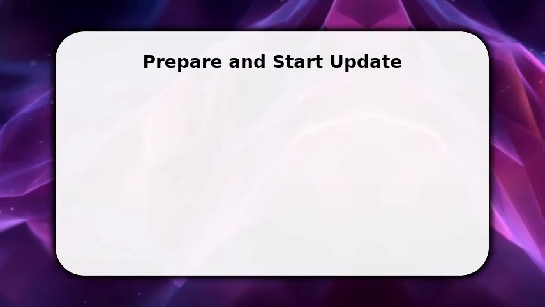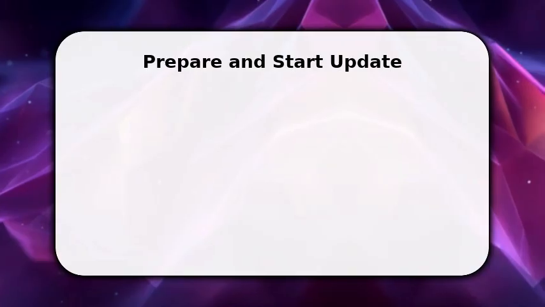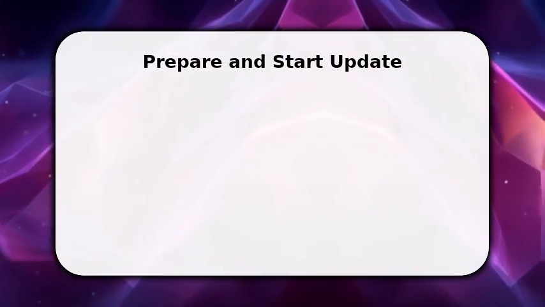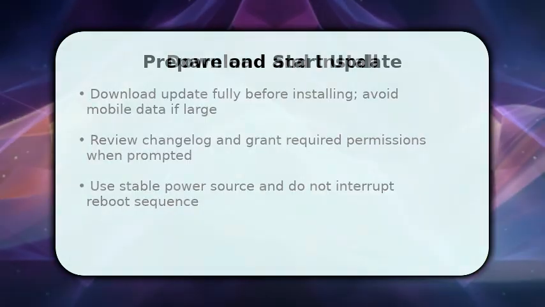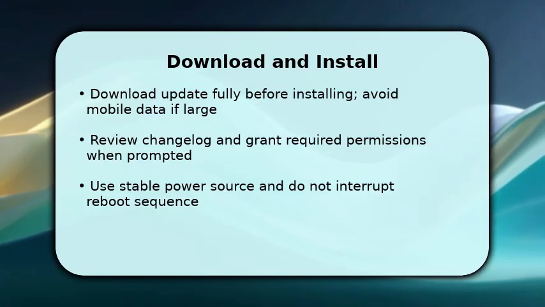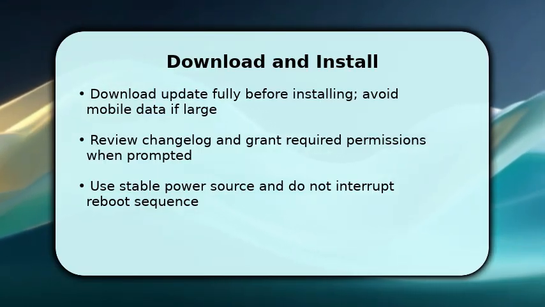Now open Settings, go to System Updates, and tap Check for updates to fetch Android 15. Proceed when the update appears. You should download the Android 15 package completely, prefer Wi-Fi to avoid caps, and watch the progress bar.